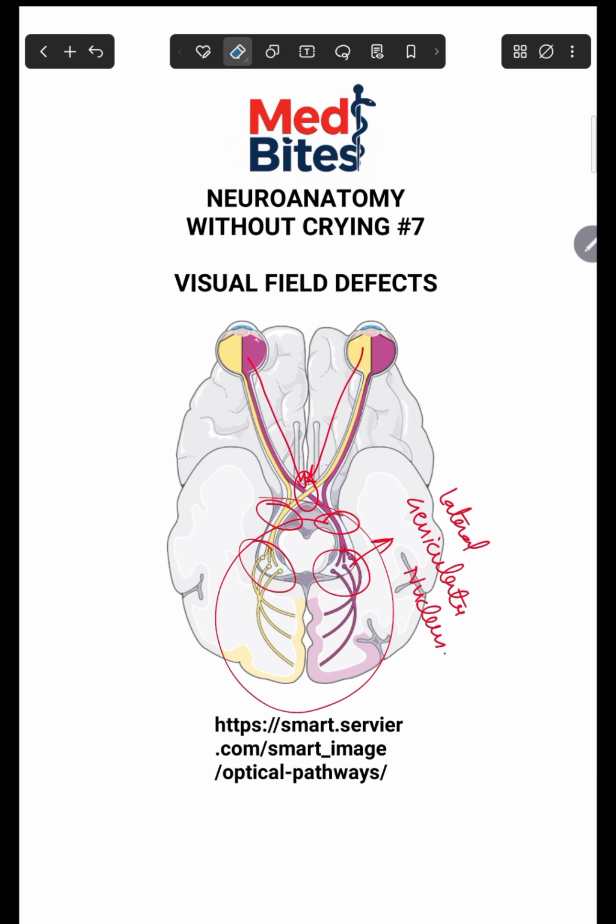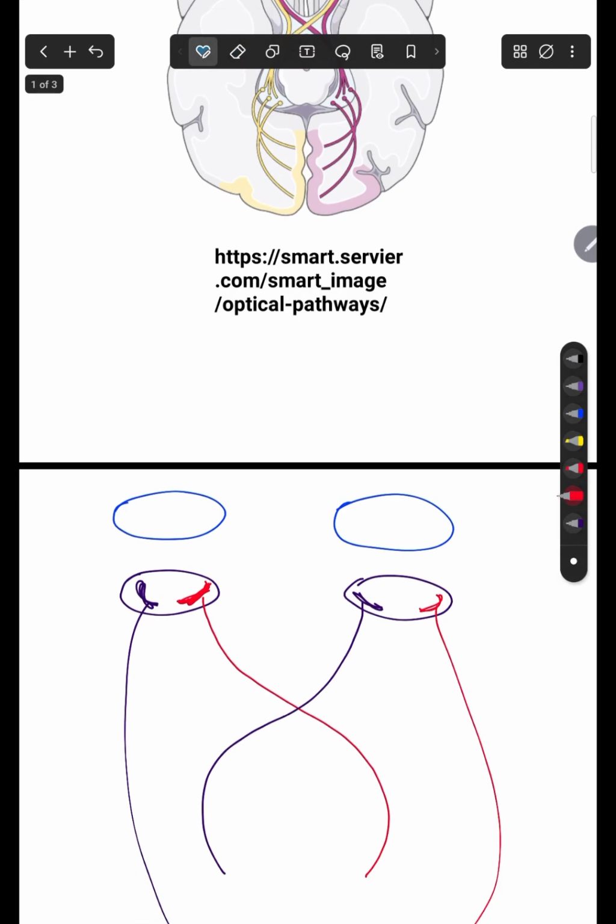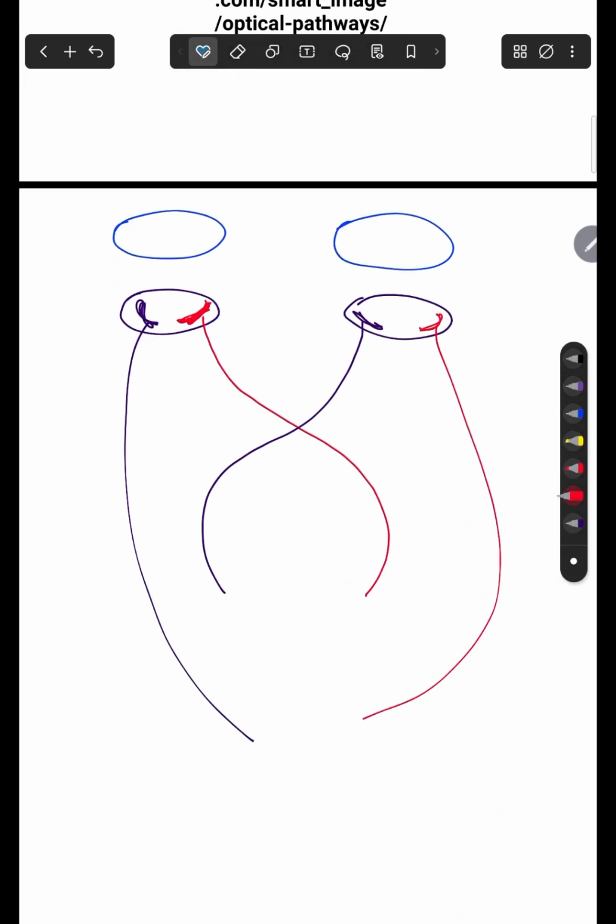Now, optic nerve lesions that you guys need to know. Now that we have the track, we can basically tell what the defects are going to look like and what the lesions are going to look like. So here's our drawing. This is our visual field. We have the left half and the right half, right? So we have the left visual field, we've got the right visual field.